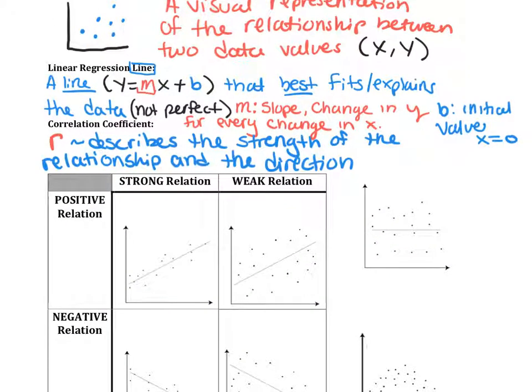And r is always going to be from -1 to 1. So you can't have a correlation coefficient that's less than -1, and you can't have a correlation coefficient that's larger than 1.